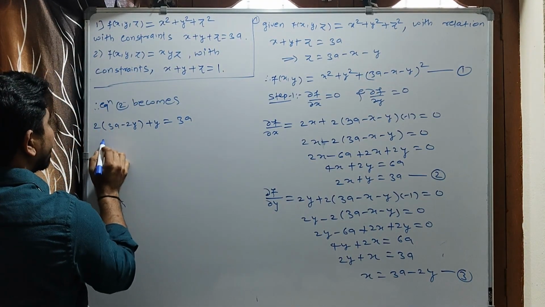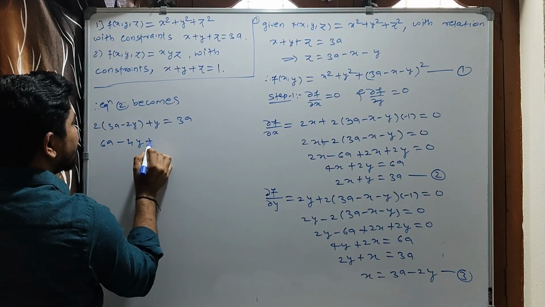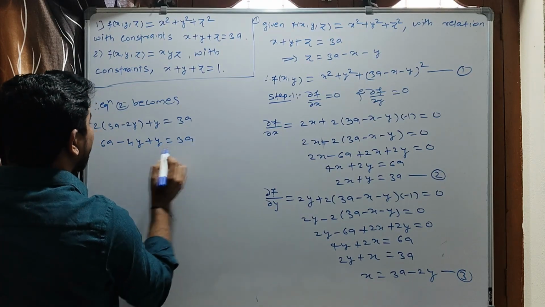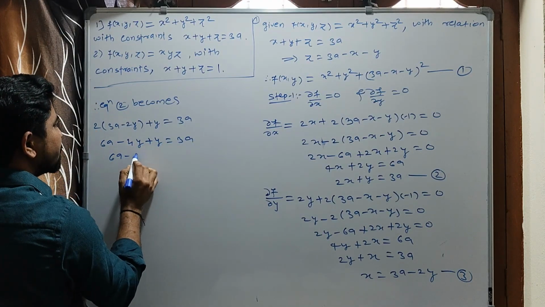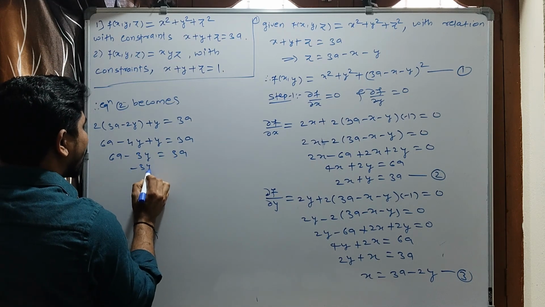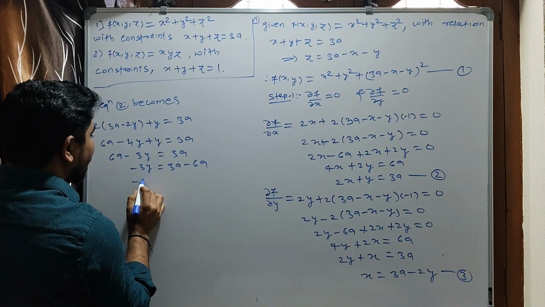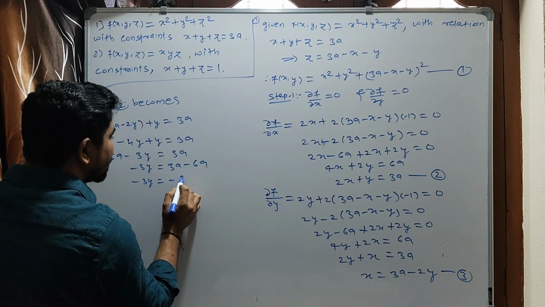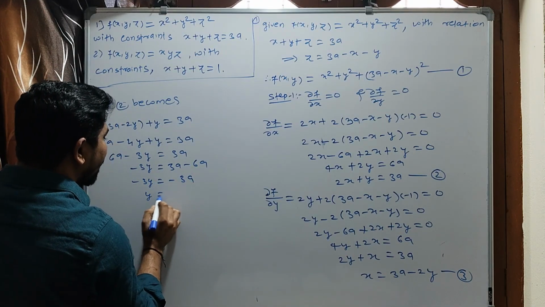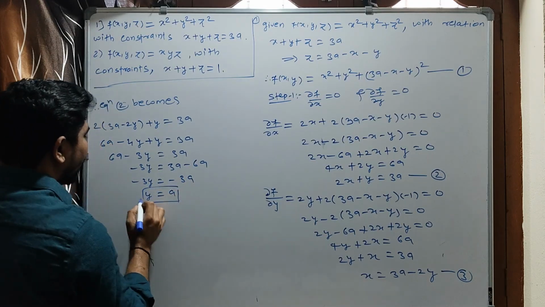Therefore this is 6a minus 4y plus y, which is equal to 3a. This is 6a minus 3y, which is equal to 3a, so minus 3y is equal to 3a minus 6a. Therefore minus 3y is equal to minus 3a. Therefore y equal to a. So minus minus cancel, 3 gets cancelled. This is the value of my y.